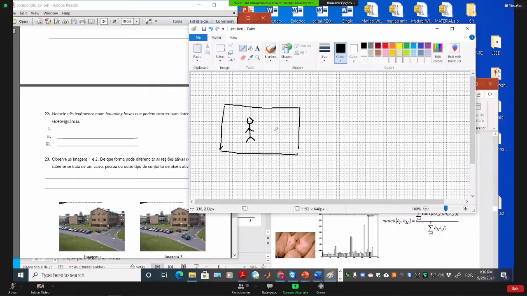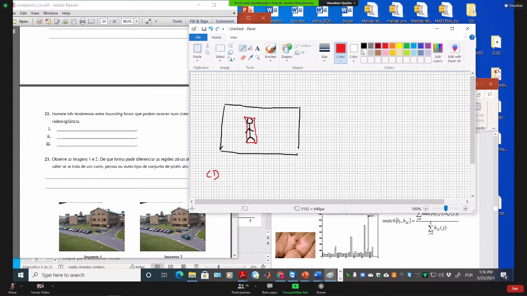One possible thing is whenever you have an object and you have a bounding box surrounding its silhouette. So this is called correct detection.